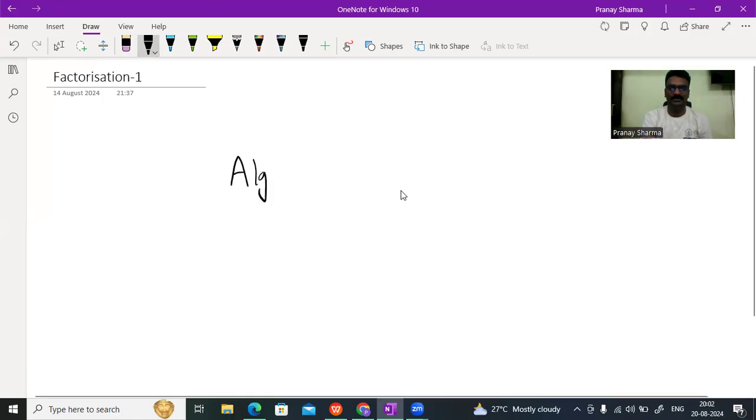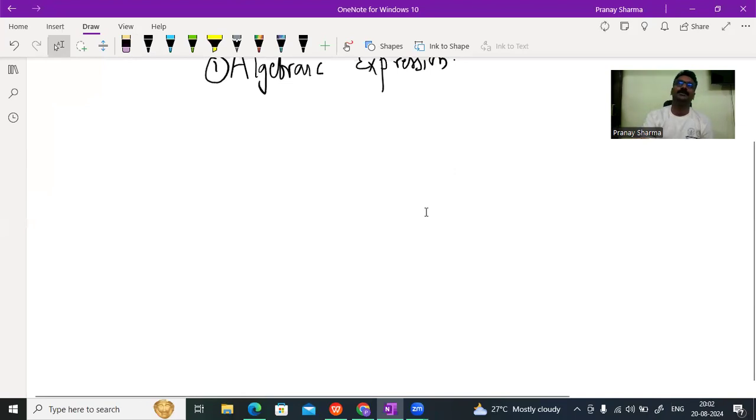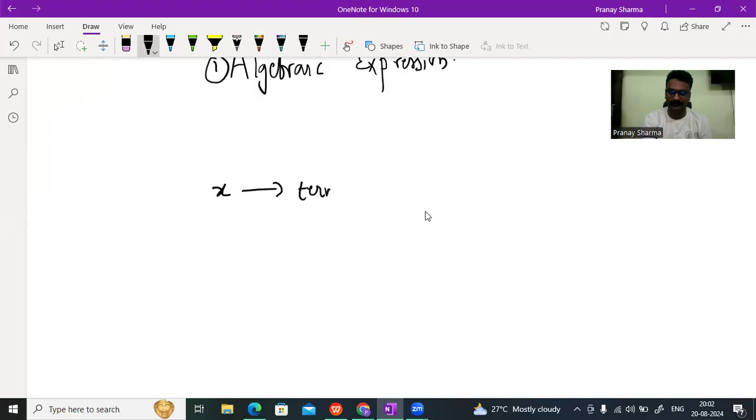An algebraic expression, and how an algebraic expression is different from a polynomial. Right. So this is our priority. We need to understand what exactly this term is, and then we'll go with further classification. Let us understand this with the help of an example. Now, suppose we have one variable which is x, right? So x alone can be treated as a term.